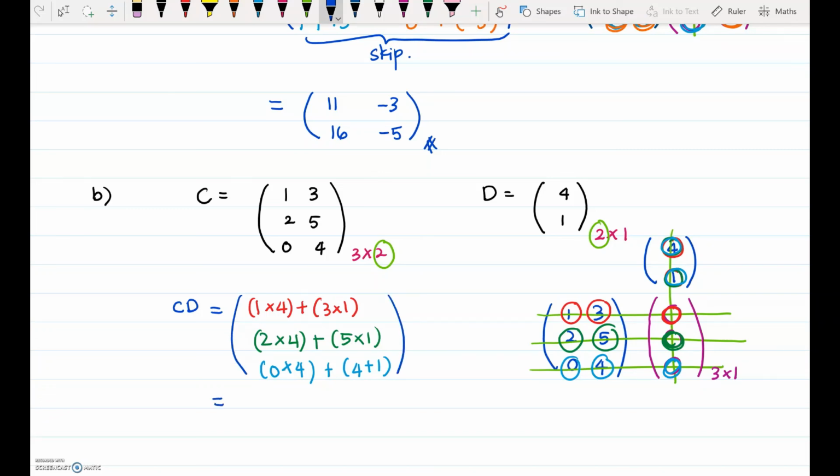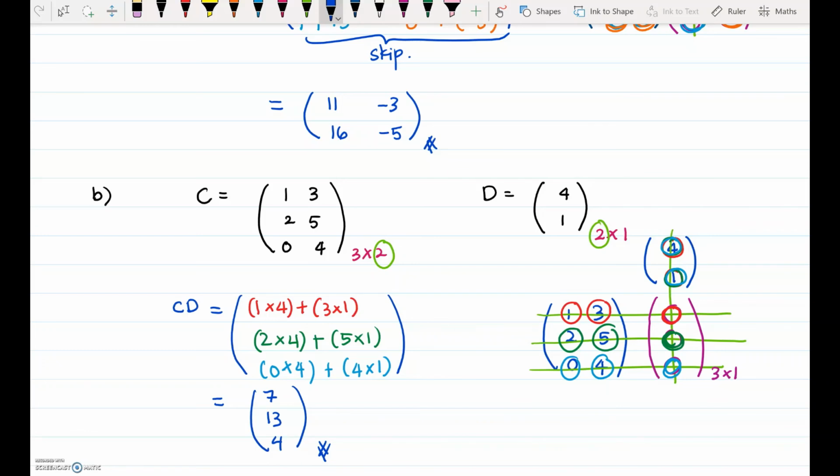And lastly, you will get your C times D as 4 plus 3 is 7. 4 times 2 is 8, 8 plus 5 is 13. And then 0 plus... sorry, this one is 4 times 1, right? So 0 plus 4, you will get 4. So this is the answer for C times D.